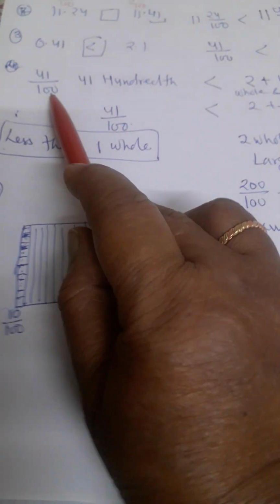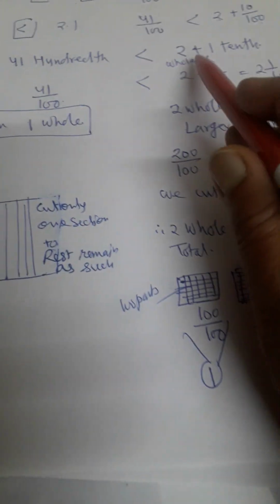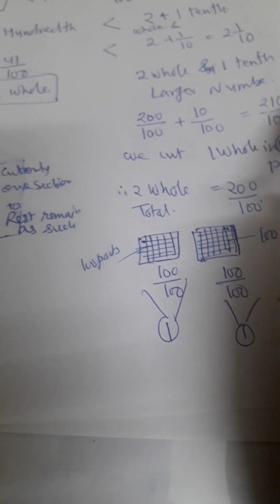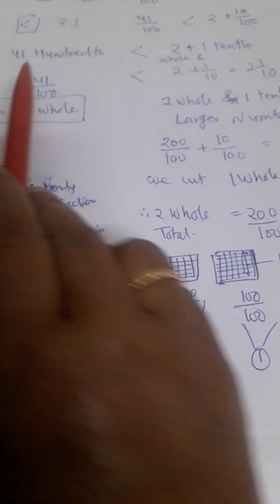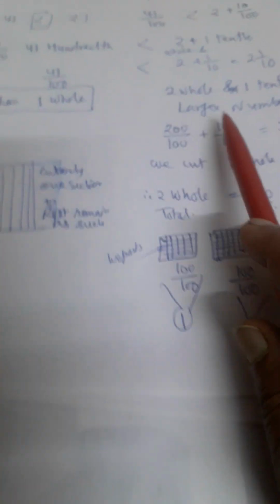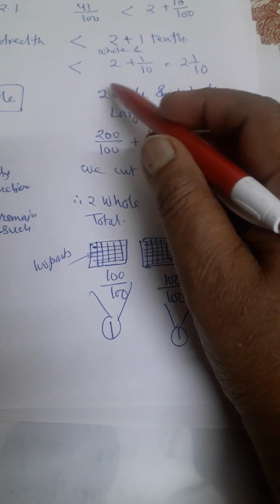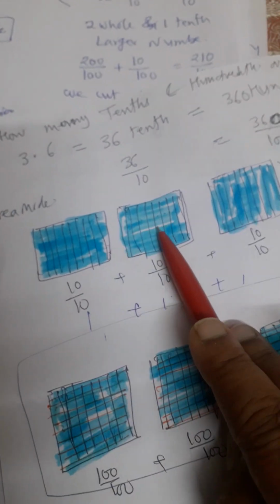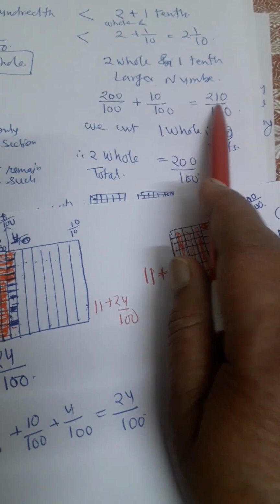See, 41 hundredths. When we chop this into 100 parts, it becomes 200 plus 10 hundredths, so 210 hundredths. Here 41 is so small. I chopped this one whole into 100 parts, and a second whole also into 100 parts, so there are total 200 parts. So 200 and 10 hundredths, and then it will become 210 hundredths.